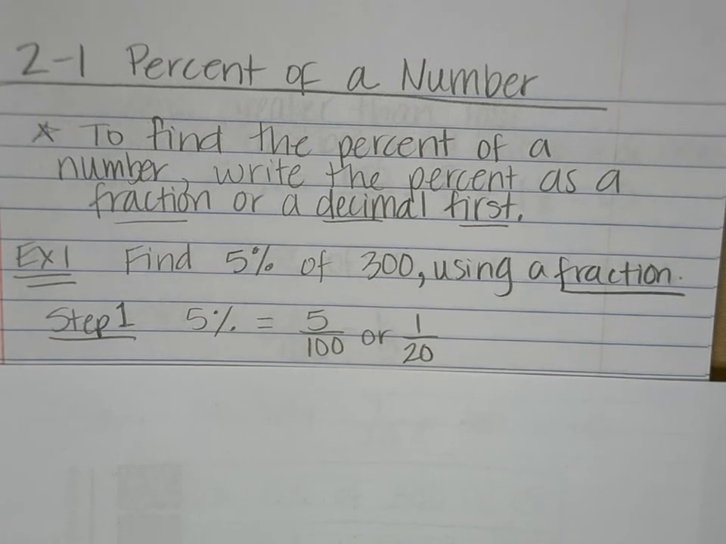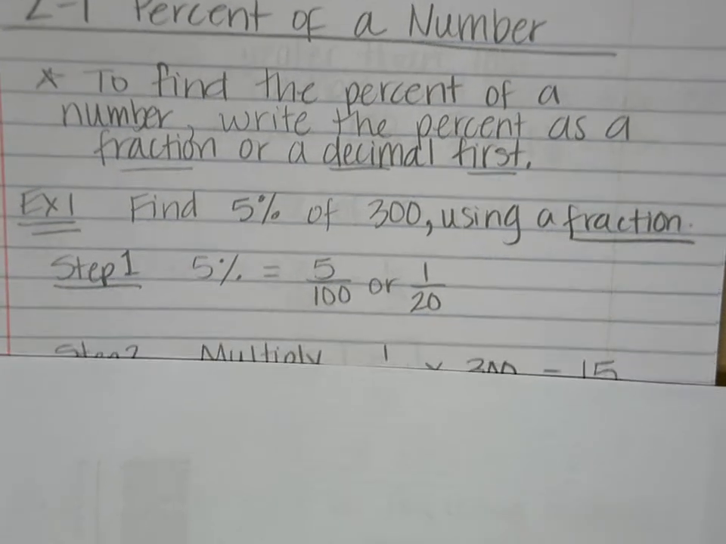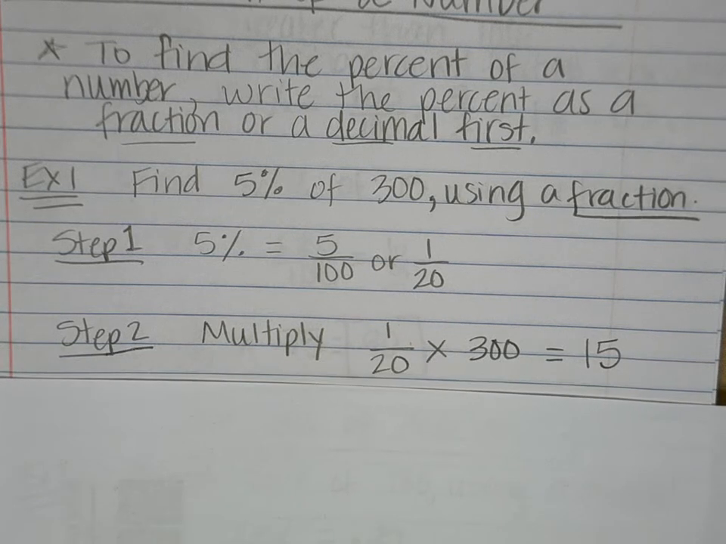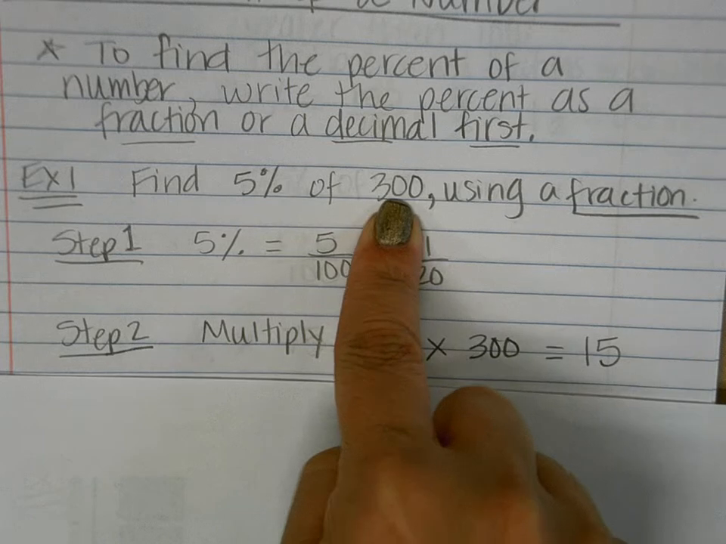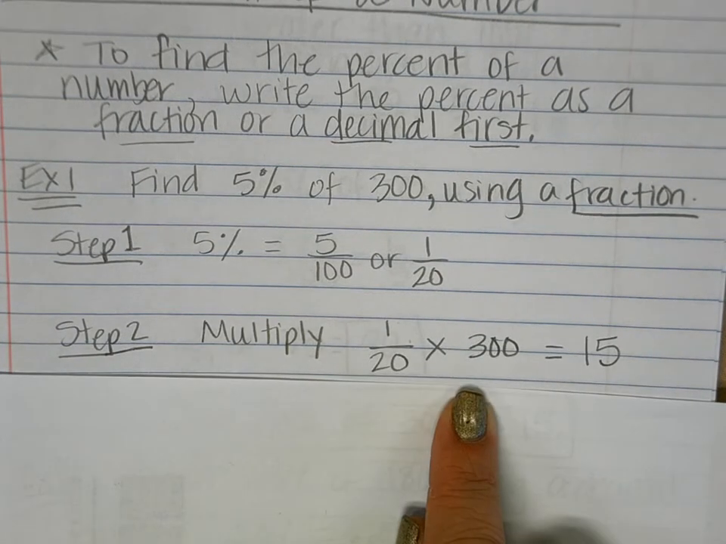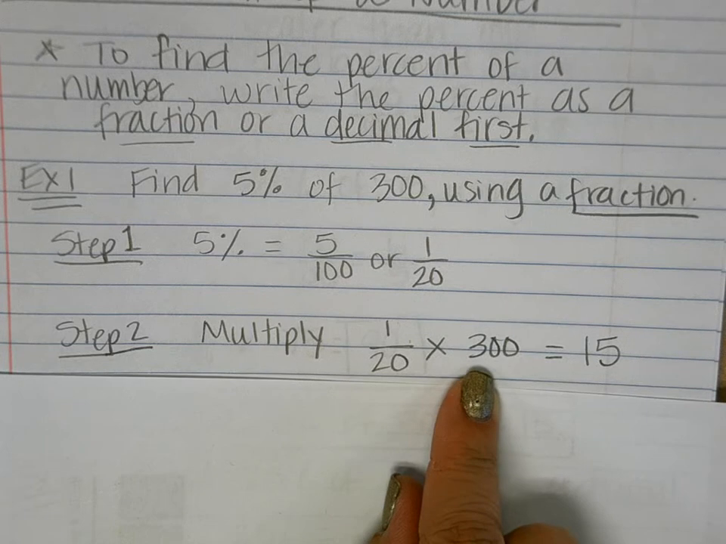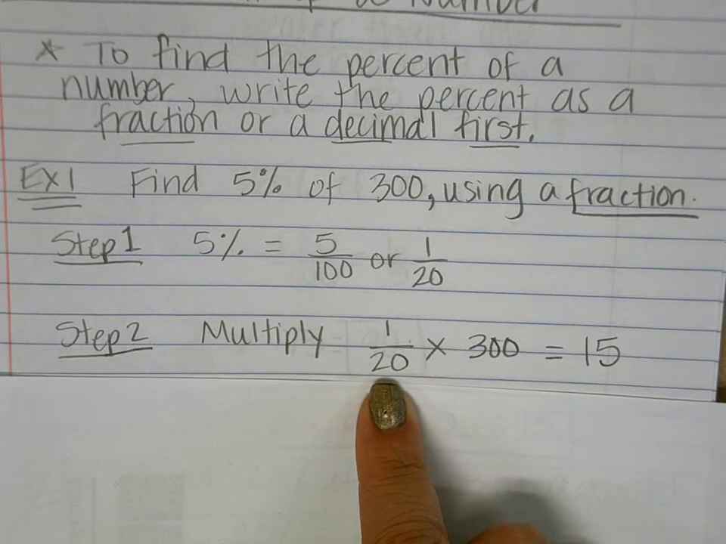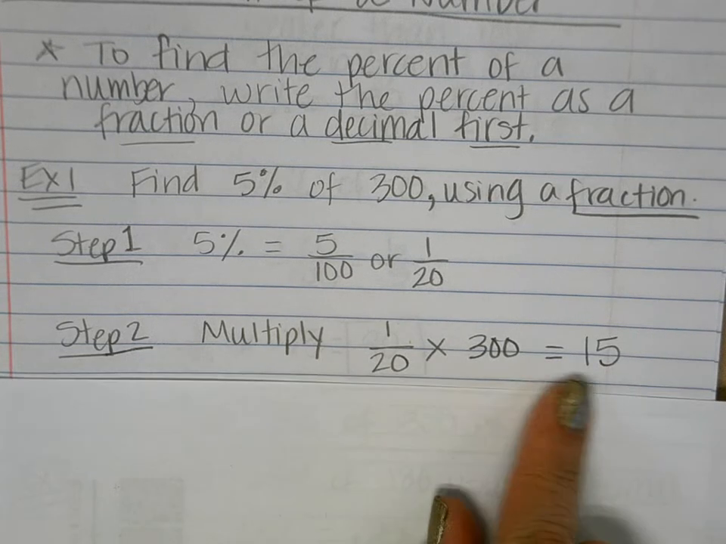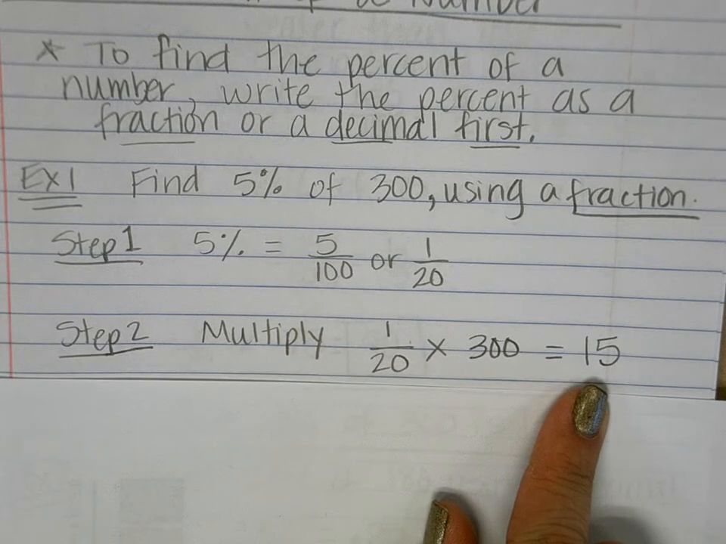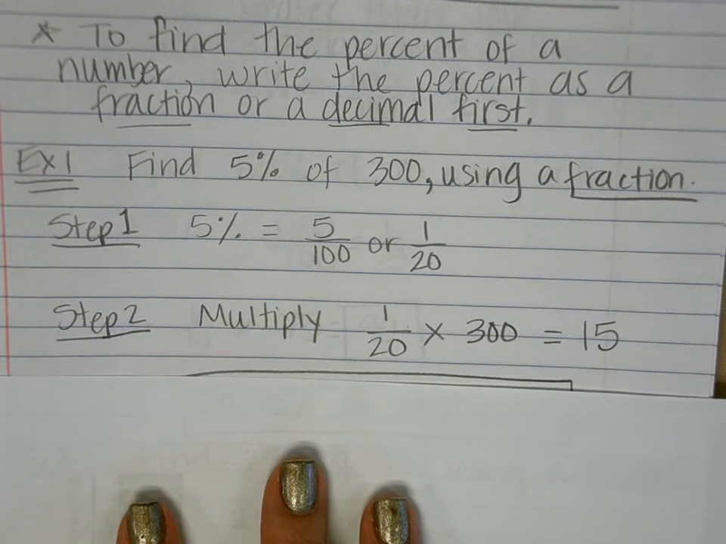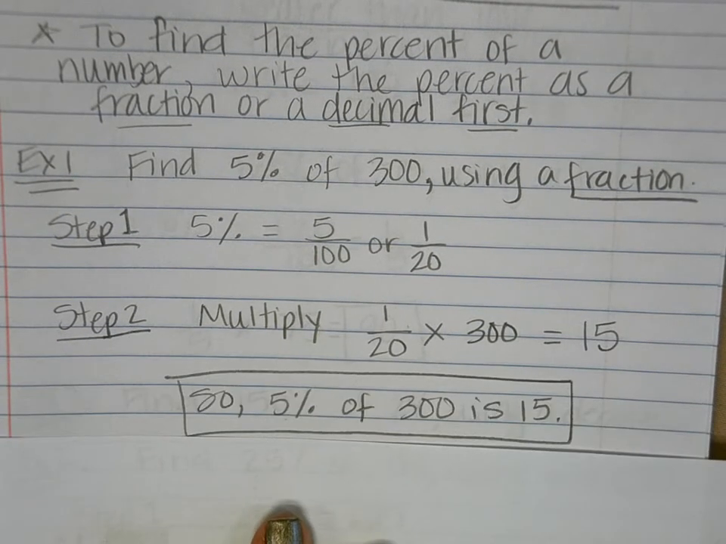And these will always be over 100, right? And step 2 is multiply. So you take the 1 over 20 and you multiply it by the 300 because we're trying to find 5% of 300. So basically that's just saying 300 divided by 20, right? 1/20th of 300. 300 divided by 20 is 15. So 5% of 300 is 15.